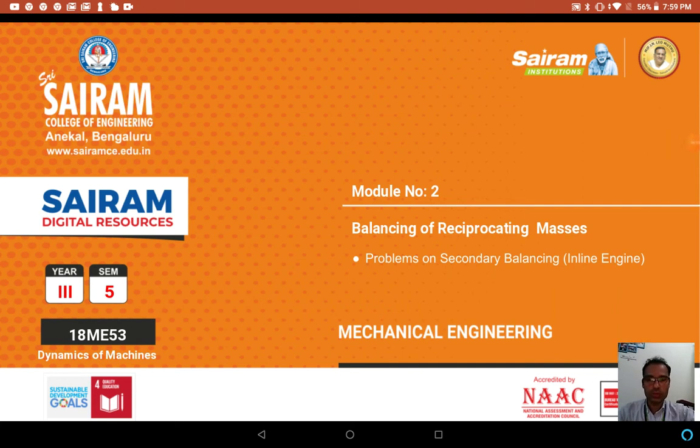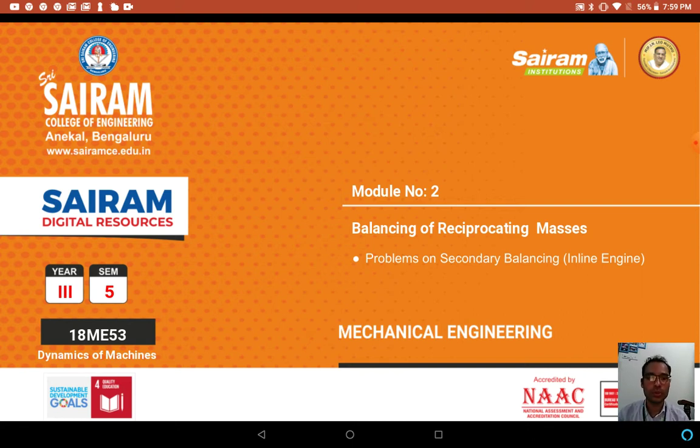So far we studied the balancing of rotating masses. What do we mean by balancing, what are the different types of balancing, and what is the importance of balancing? Why do we need balancing in a mechanical component system? We also solved a number of numerical problems on the balancing of rotating masses. That is the first topic of module 2.